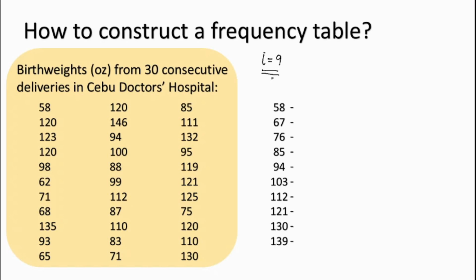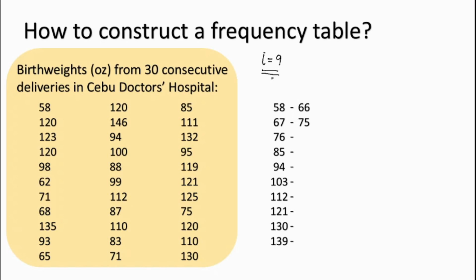Now we are ready to construct the upper limit of the classes. So starting with 58, we count 9 until we get to 66. From 67, we count 9 including of course 67, and we get to 75.